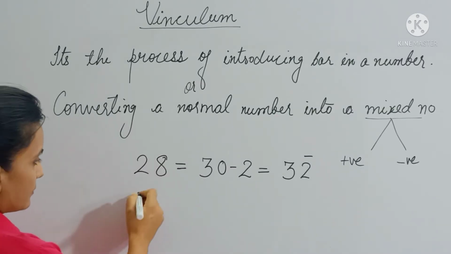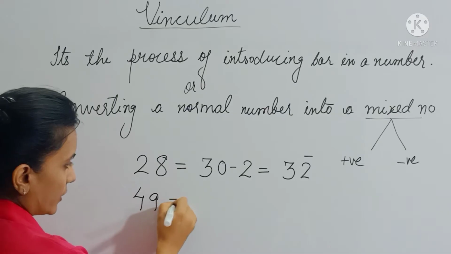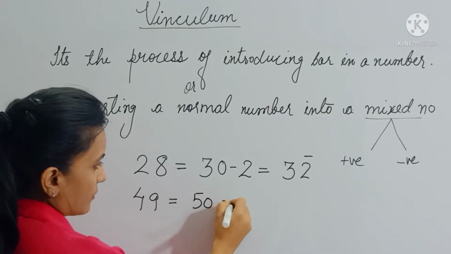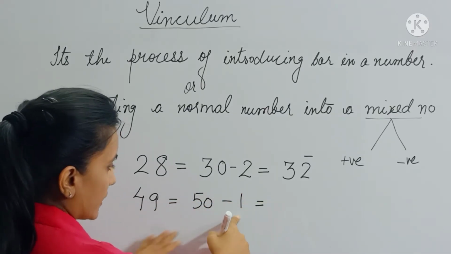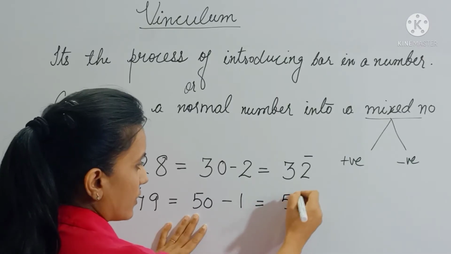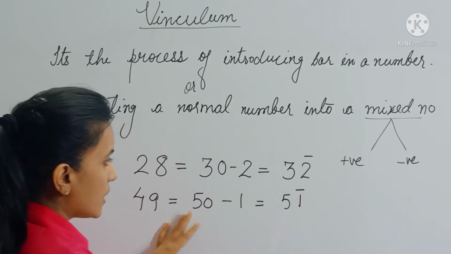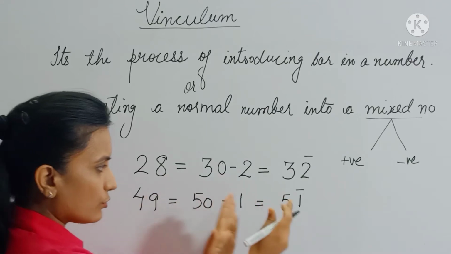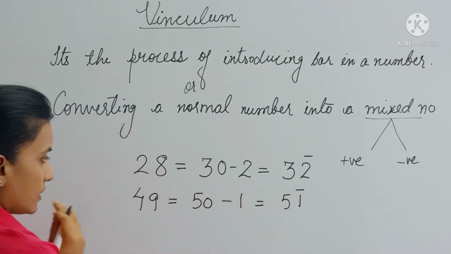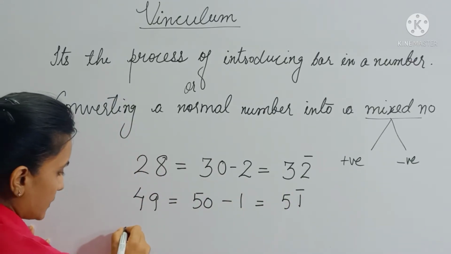Let's take one more example. Now 49 I can write as 50 minus 1, right? So this I can write down as 5 bar 1, right? So basically 49 is equal to 5 bar 1. Alright, now let's take one more example.